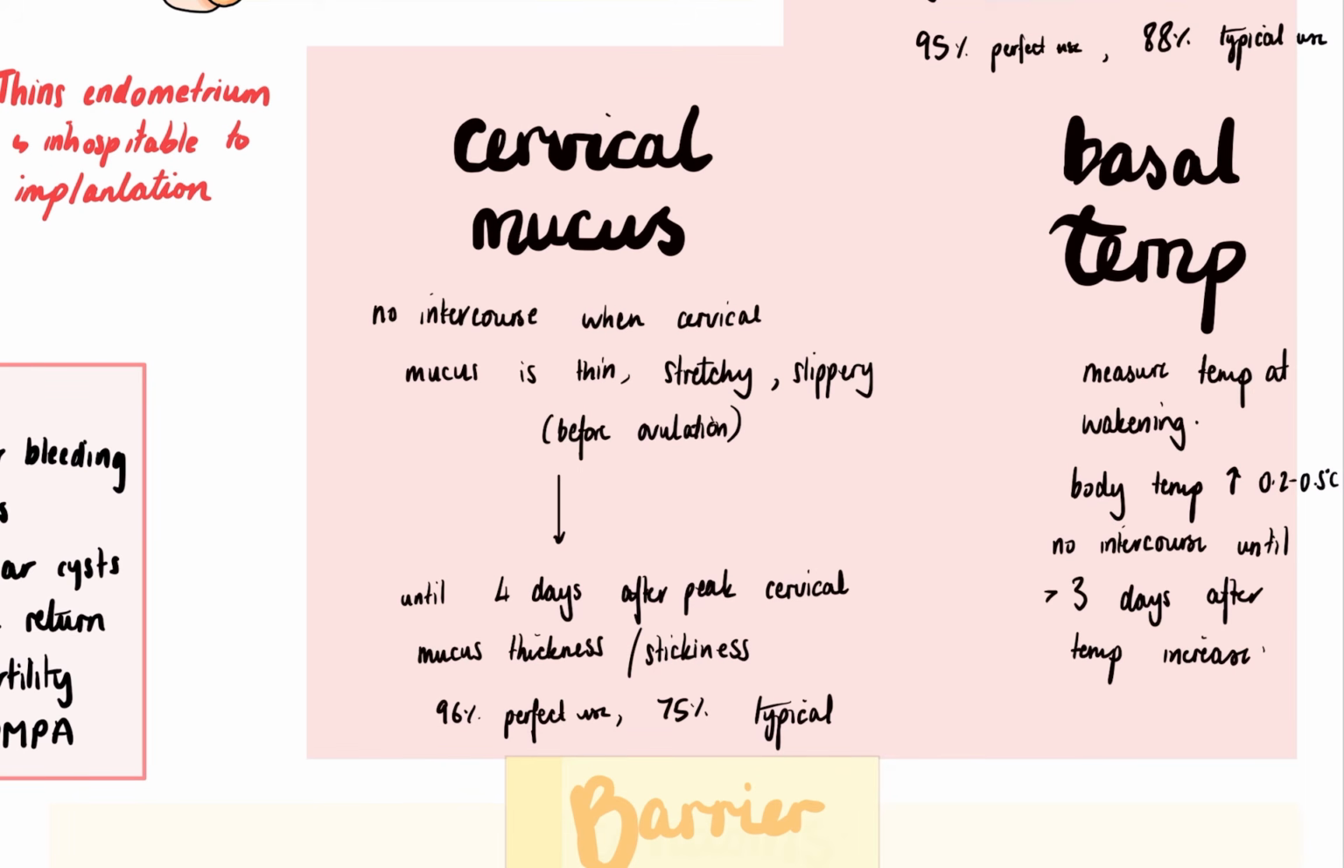Then lastly, we also have the basal body temperature method. This is based on the idea that your basal body temperature increases by 0.2 to 0.5 degrees Celsius during ovulation and for the days after. You're supposed to measure your temperature every time you wake up and chart this, and not have any intercourse until more than 3 days after the temperature increase. That's supposed to tell you when you're most fertile.